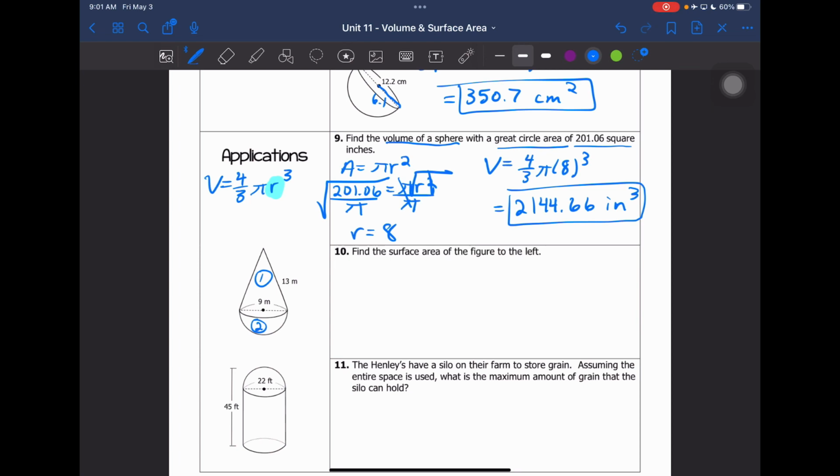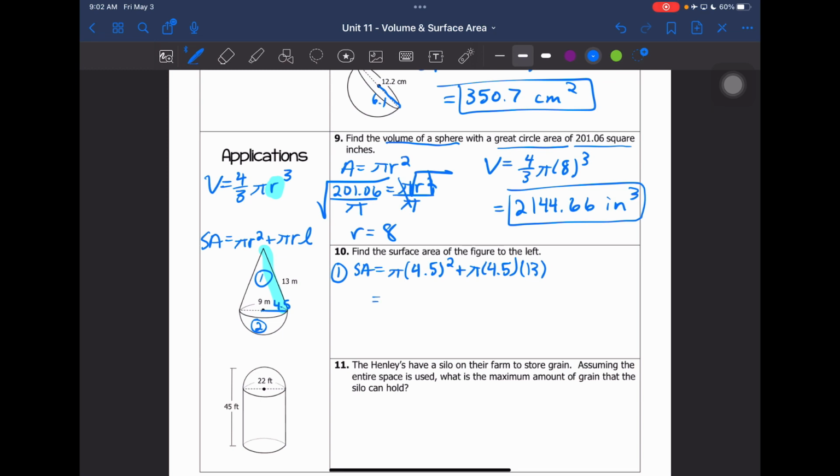So the formula for surface area of a cone is pi r squared plus pi r times the slant height. So let's find out what that is. It's going to be pi times the radius. We just need to find that. If the diameter is 9, the radius would be 4.5. So pi times 4.5 squared plus pi times 4.5. And then remember the slant height would be the height that has a slant to it, so that's 13.